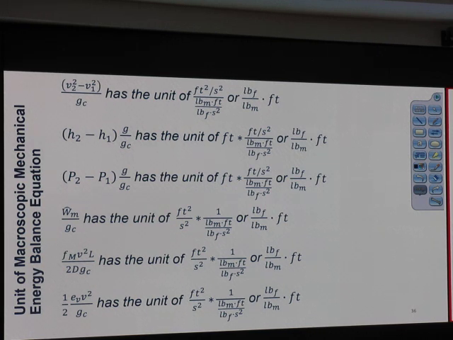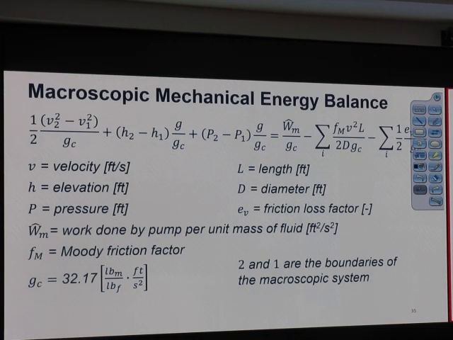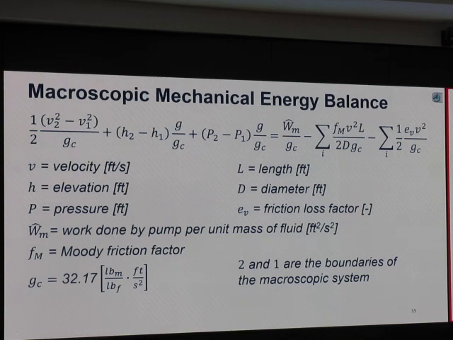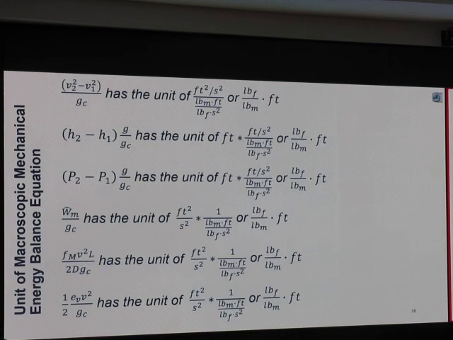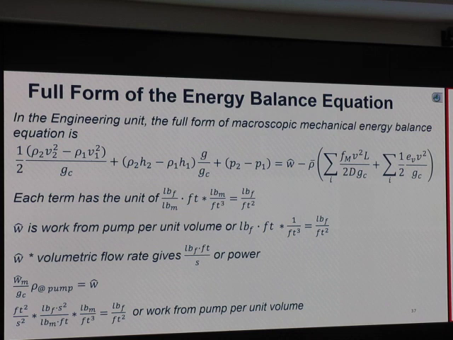What about W hat, work done by pump, right? W hat is not BTU, not BTU per hour. It is some weird unit: feet square per second square. That is work done per unit mass. So if I want horsepower, I have to multiply by density and do some kind of unit conversion. All right. We will see it in the example.